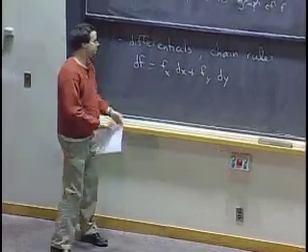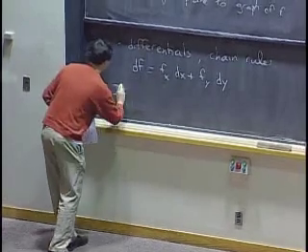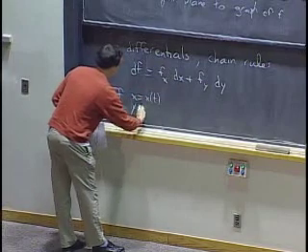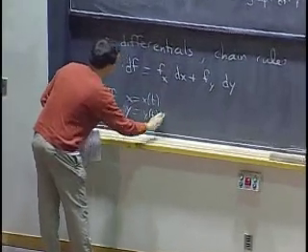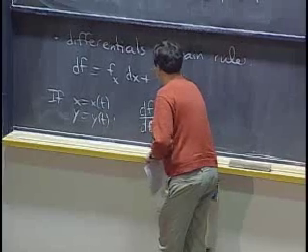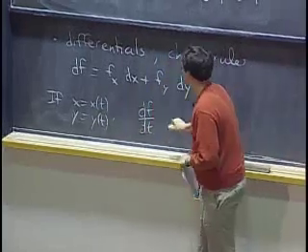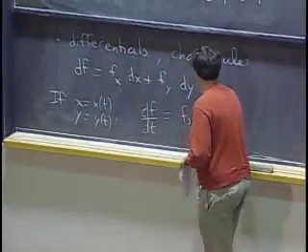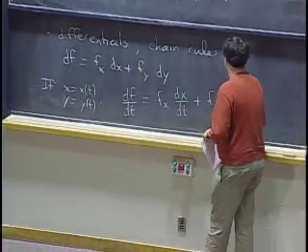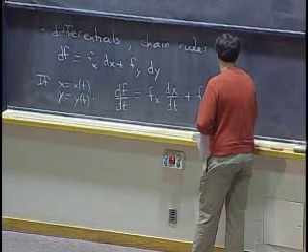So for example, if x is a function of t, time for example, and so is y, then we can find the rate of change of f with respect to t just by dividing this by dt. So we get df/dt equals f sub x dx/dt plus f sub y dy/dt.